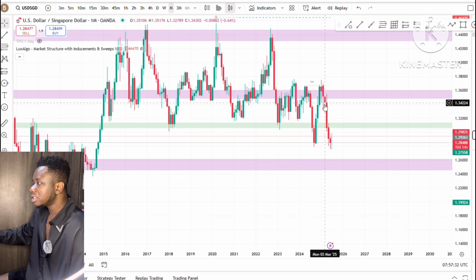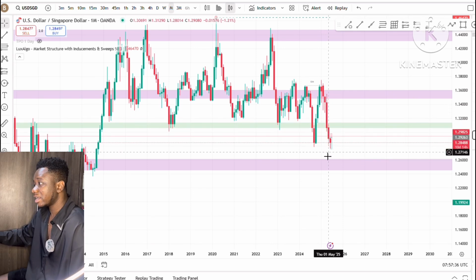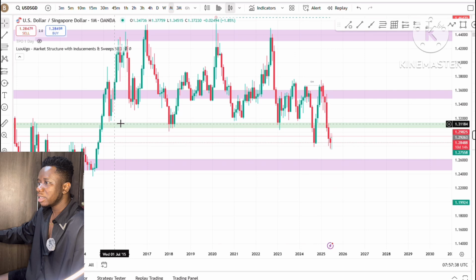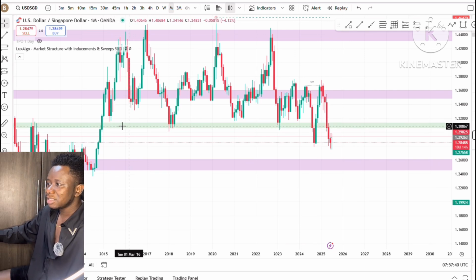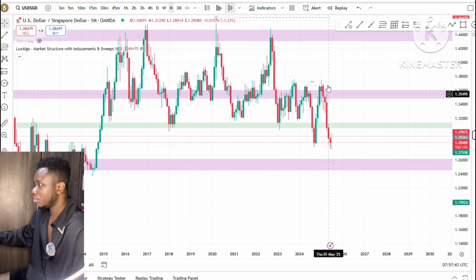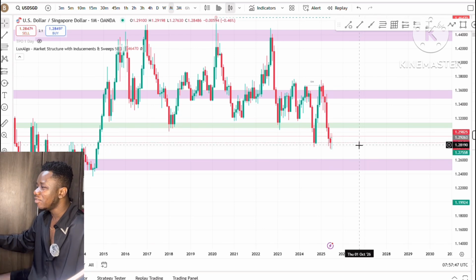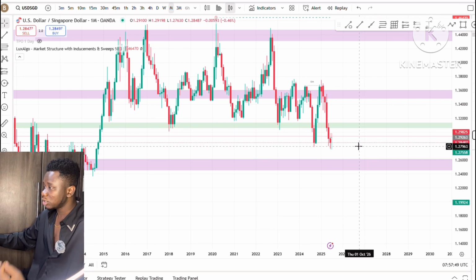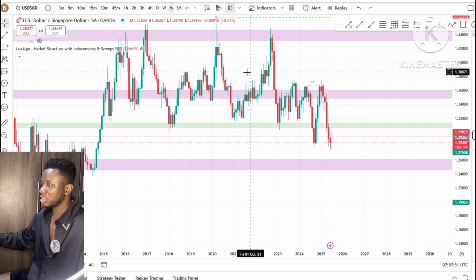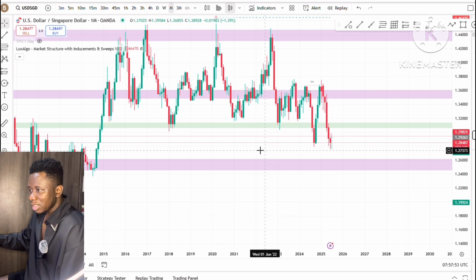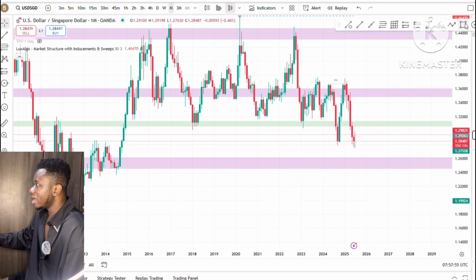Price breaks below it aggressively, as you can see, very aggressively. The monthly is the green box you are seeing right now. Price breaks below it, which indicates that we are heavily bearish. We are heavily bearish. You understand? So we are still in here.